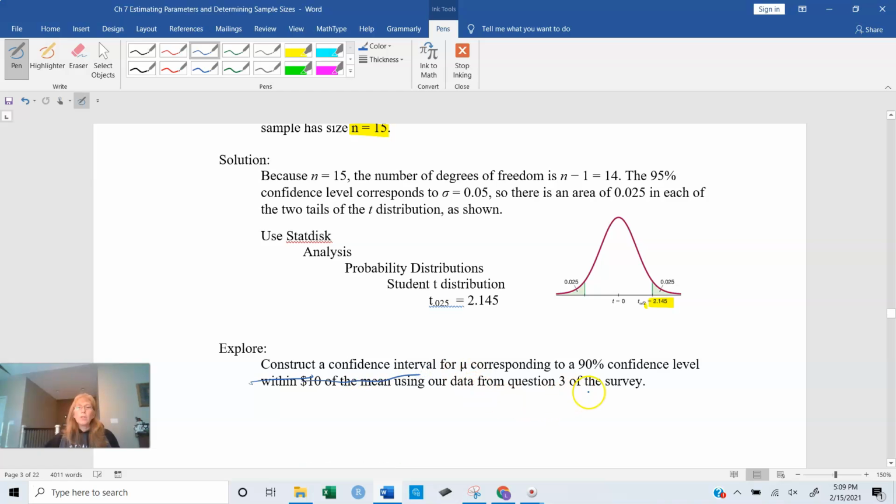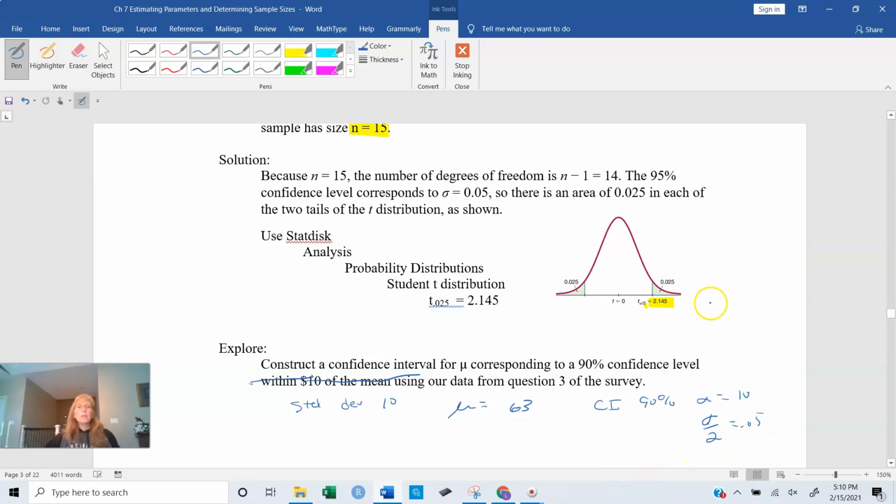Using our data from question 3 of the survey. All right, when I did this, this was not completed yet, so I made some of this stuff up. I said we had a standard deviation of 10, and a mean of 63, I think I made this up. Then my confidence interval was 90%, so my alpha was 0.10 and my alpha over 2 was 0.05.